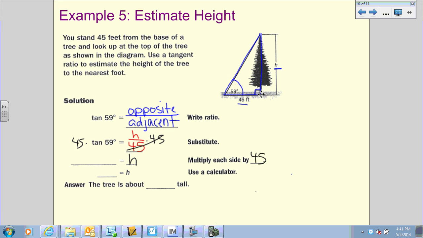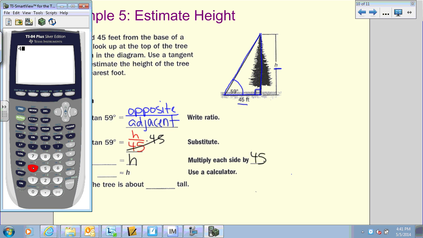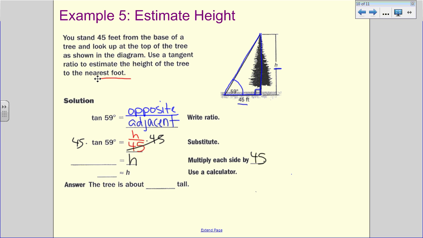We go and take a look. We're going to type in 45 times the tangent of 59 degrees. And we get 74.89. We're rounding to the nearest foot is what it says. So this is about 75. So 75 feet tall. All right.